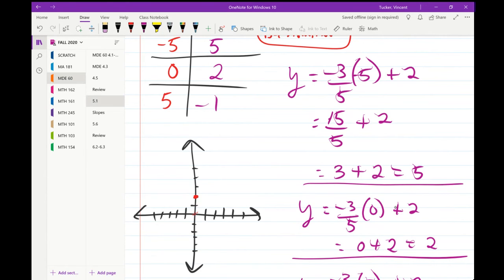Oh, shoot. I'm sorry. That should be negative 5, up 5. And then it's right 5, down 1. All right, sorry about that. And that's a line. I missed all my points. Let's try it again. All right.